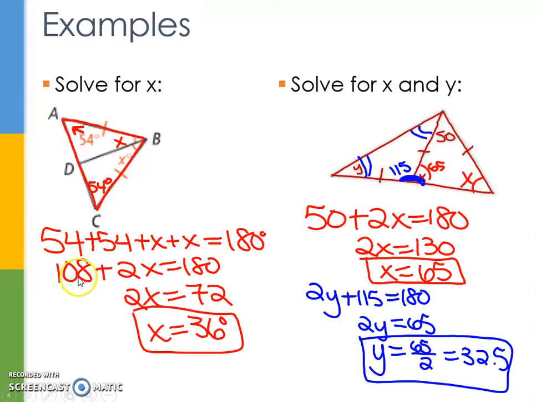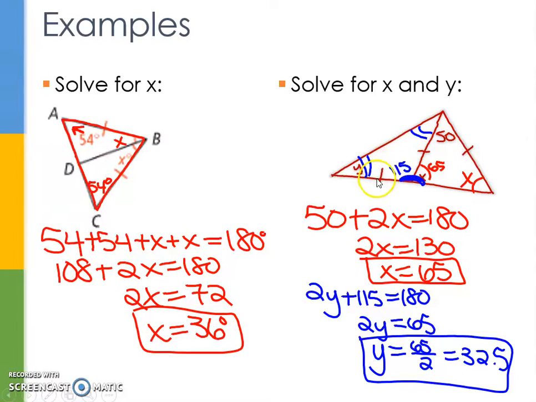54 plus 54 is 108. x plus x is 2x. Subtract 180 minus 108, that's 72. Divided by 2, x is 36. So x is 36. Let's take a look at this figure.